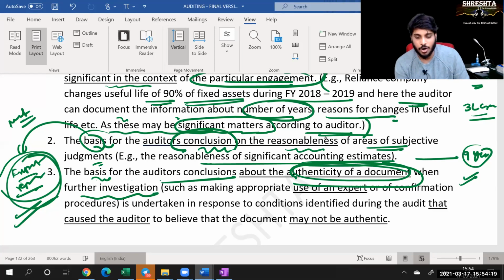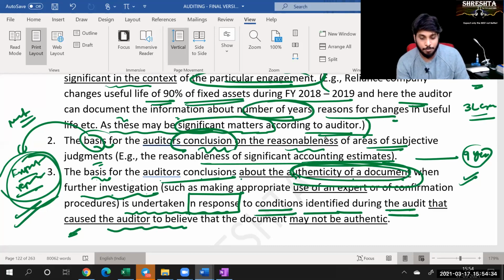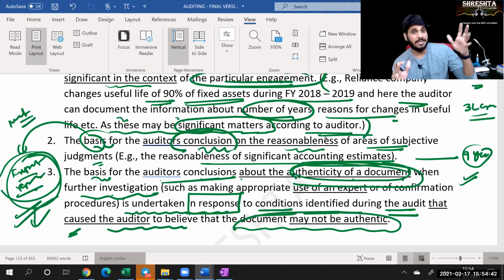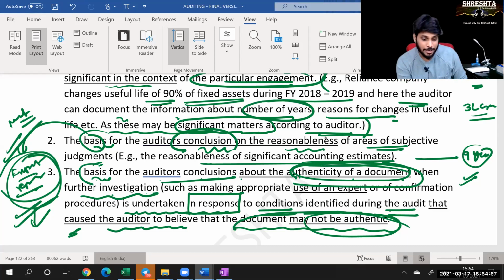You see, the basis for the auditor's conclusion about the authenticity of a document arises when further investigation is undertaken in response to conditions identified during the audit that caused the auditor to believe that the document may not be authentic. Originally, you thought this expert is not having the expertise in determining plant and machinery valuation, so you thought he is not authentic. Later on, you relied on his report. Originally you believed it is not genuine, later you believed it. On what basis you believed it? That basis you also document.